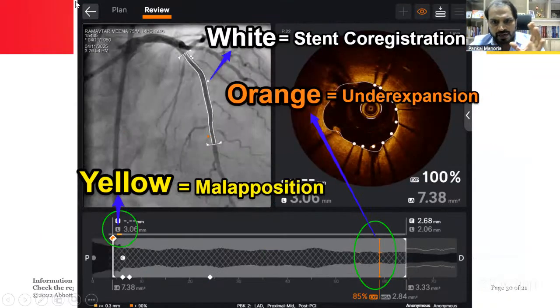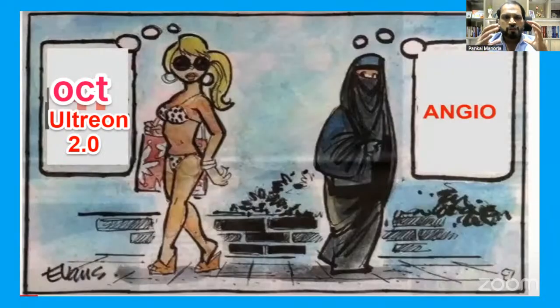Similarly, in the post, yellow indicates malapposition, green indicates underexpansion, and in the angio co-registration in the post, if you see these white brackets, white indicates where the stent is. Complete stent co-registration is visible in white. It highlights where the stent is, and orange in the angio co-registration in the post indicates the site of underexpansion. So all these colors one must be well versed with to maximally utilize this software for a better patient outcome. I think the information which OCT Ultron 2.0 gives to us cannot be imagined with angiography alone.